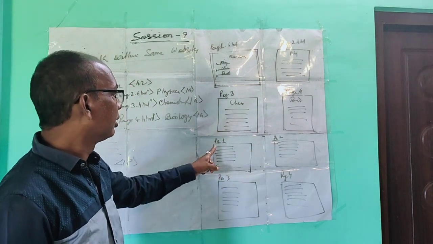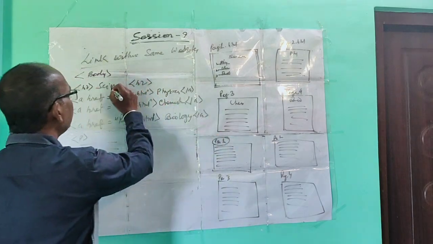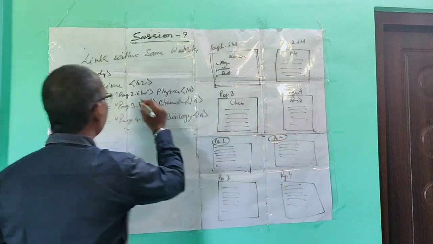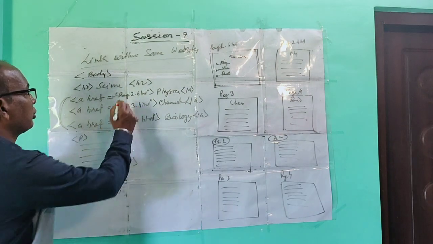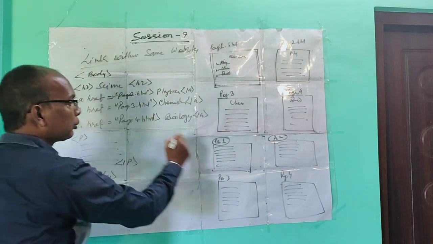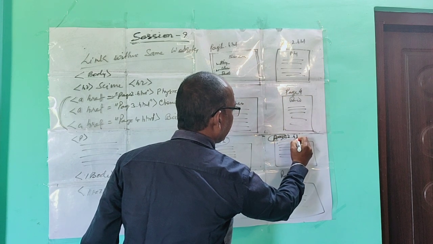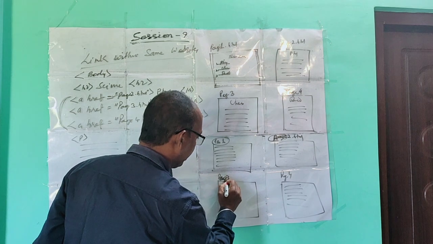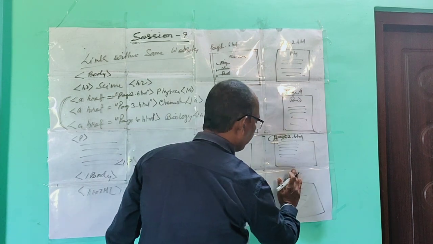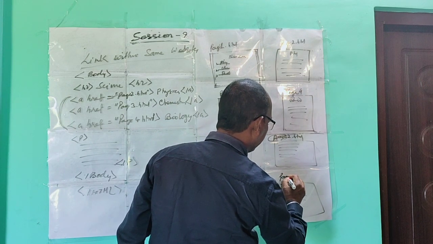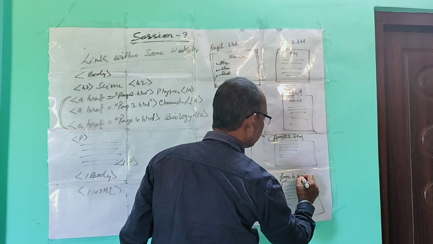And when you save the notepad, don't forget to give the file name. This file name must be the same as this one. If I have pg2 and here write page 2, then it will not work. The file name should be the same, page 2.html, page 3.html. So when you save the notepad, don't make a mistake in the file name, otherwise it will not display in your web browser.